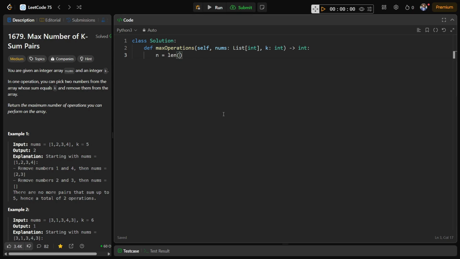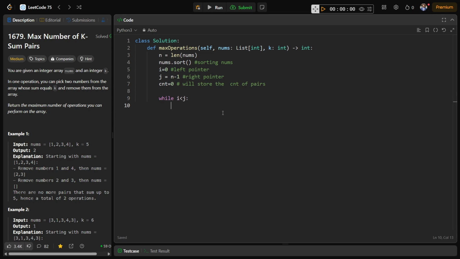n equals length of nums. nums dot sort. We will be sorting the array. Then i equals 0, the left pointer. j equals n minus 1. count will store the count of pairs while i is less than j.